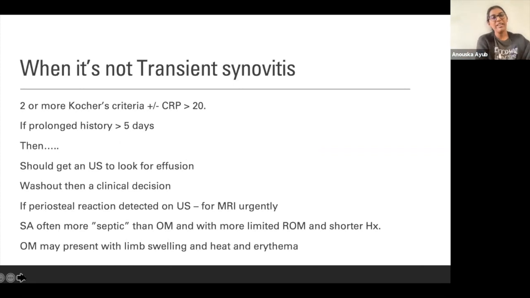When are you happy that it's transient synovitis and you send them away and you safety net them, you bring them back to fracture clinic in 5 to 7 days and you've done the right thing? And when have you sent away a septic arthritis or an osteomyelitis by mistake?